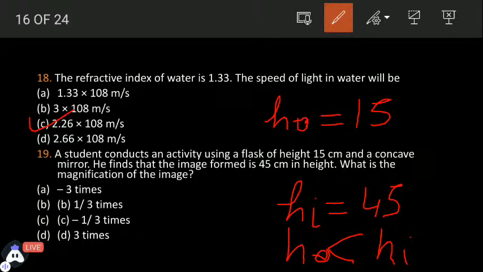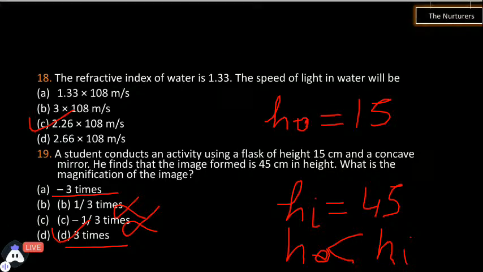अब जब साइज बढ़ गया है तो 1/3 और -1/3 का तो मतलब ही नहीं है. बच्चा -3 टाइम्स और 3 टाइम्स. अब हम माइनस और प्लस कैसे डिसाइड करेंगे इस क्वेश्चन में? आपने अपने फ्लास्क को देखा तो फ्लास्क आपको कैसे दिख रहा है? उसने बोला नहीं है आपको फ्लास्क इन्वर्टेड दिख रहा है, आपको फ्लास्क वर्चुअल और इरेक्ट दिख रहा है. तो द करेक्ट आंसर ऑफ दिस इज yes, very good, D, that is 3 times.